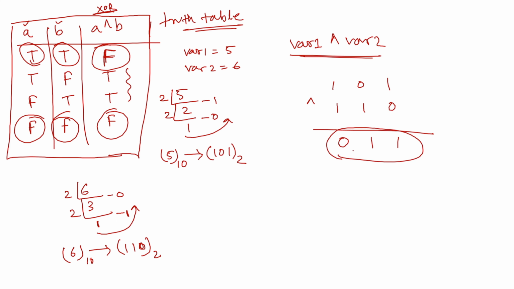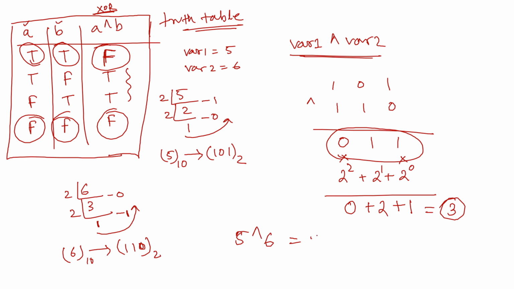Now 0 1 1, I want to convert it into decimal form. For that I will write 2 to the power 0, 2 to the power 1, 2 to the power 2, then multiply and add them. 2 to the power 0 is 1, 1 into 1 is 1, plus 2 to the power 1 is 2, 2 into 1 is 2, plus 2 to the power 2 is 4, 4 into 0 is 0. So the answer is 2 plus 1, 3. So whenever I do 5 XOR 6, the answer will come as 3.